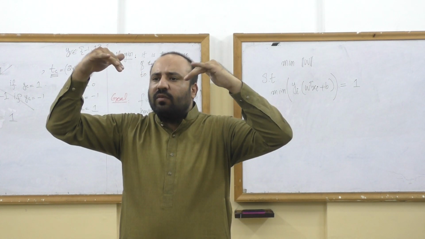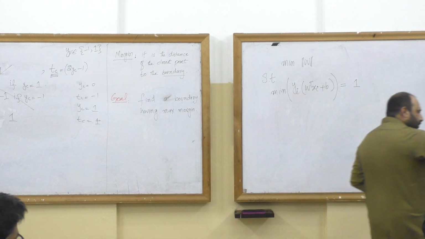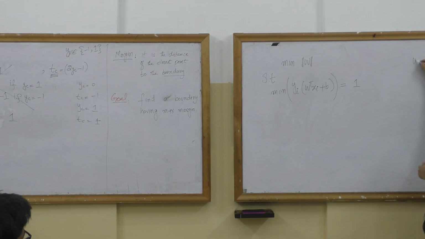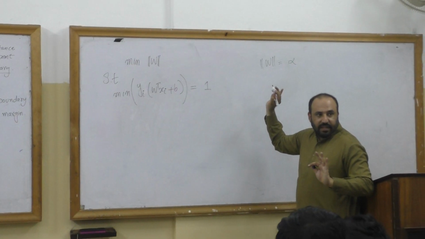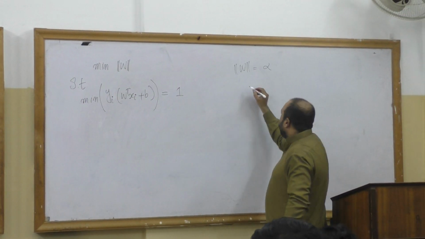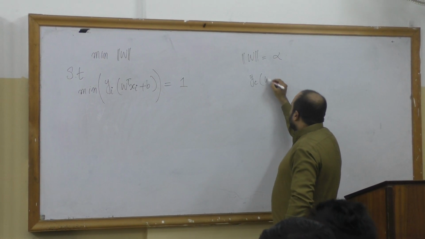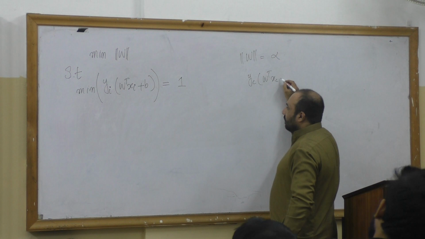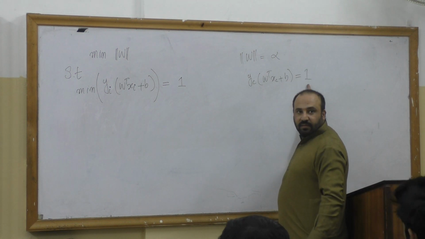बाकी सारे points तो जानते हैं. For example मेरे पास एक W आ चुका है, तो उसकी कोई norm होगी, let's say this norm is alpha, कोई norm होगी, सही है? And this is the closest point for which W transpose XC plus B, this is the closest point for which this is 1.